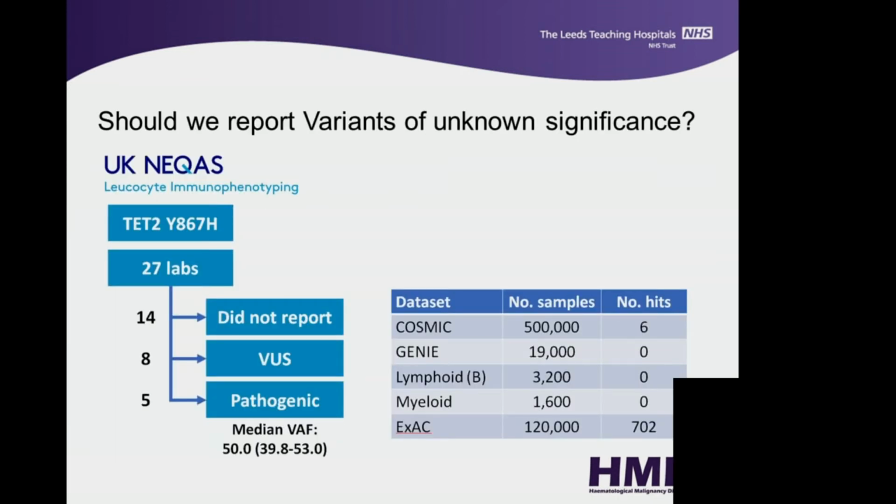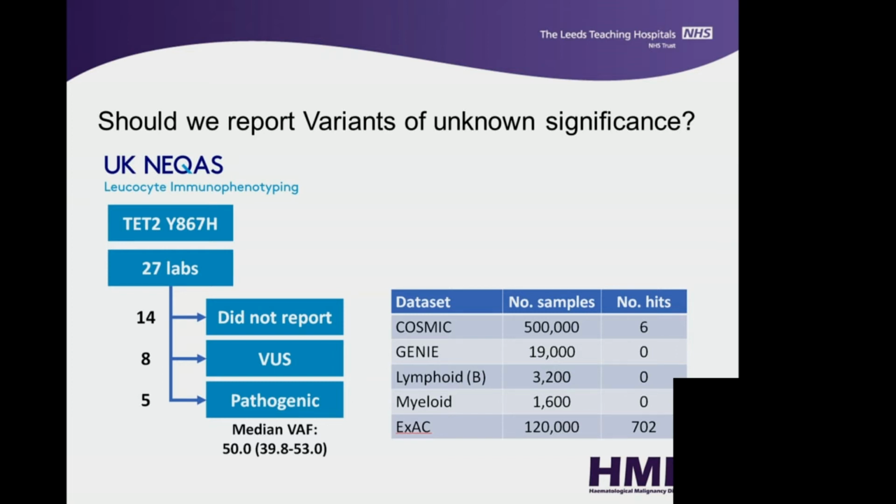So how can we address that? And probably the easiest way to address that is to actually look at data that we've all looked at. So this is the first round of the pilot myeloid gene panel that was sent out, and again, 27 labs did this. A variant in TET2, a variant that we've seen before, and again, the 27 labs were split equally, really. 14 of these didn't report it, 8 reported it as VUS, and 5 reported this as pathogenic.